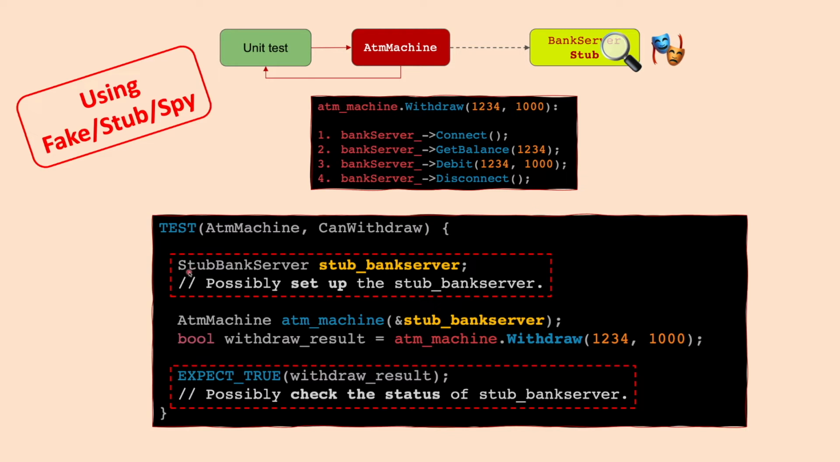Notice that here I created a stub bank server and I pass it or inject it into my ATM machine, and then the ATM machine inside the withdraw call can call its APIs. And if you did a good job in adjusting your bank server, the result would be a success and you can validate it using expect true. Moreover, as an option, you can check the status of the stub and verify if the state of the stub after this call is as expected. As I mentioned, this methodology is not the focus of this video. So let's move on and see how I can replace the bank server with a mock.